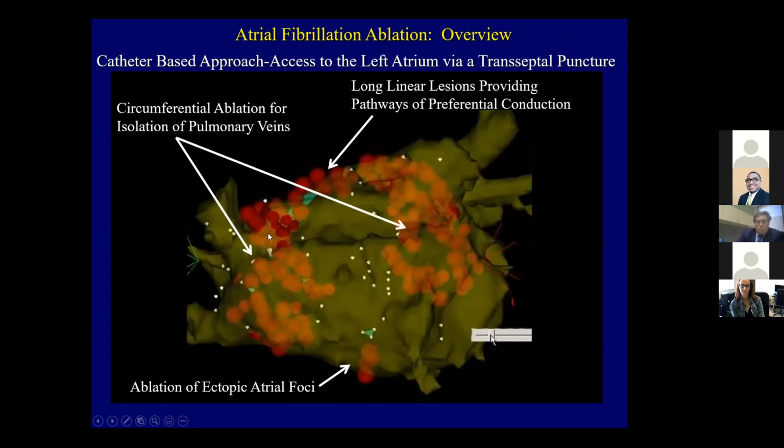All of these spheres represent radiofrequency lesions with isolation of the pulmonary veins and long linear lesions to create more organized pathways of conduction for electricity in the atrium. So using the CT and merging it kind of for real-time use in the EP lab.